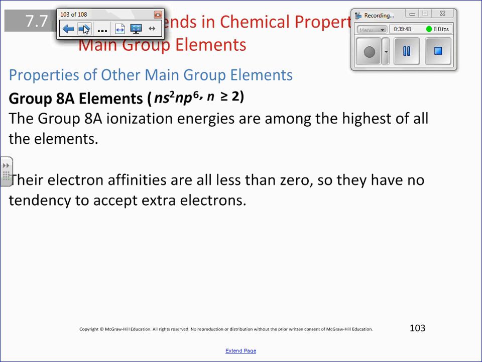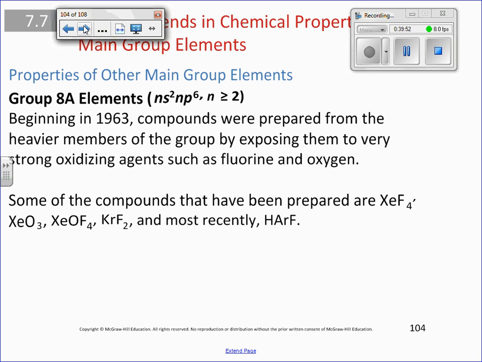You couldn't get them to react, but people found a way to get them to react, some of the heavier ones. So we have compounds like xenon tetrafluoride, xenon oxide tetrafluoride, krypton difluoride, and most recently HArF. I'm not sure what HArF is, but they made it. Yeah, fairly stable.